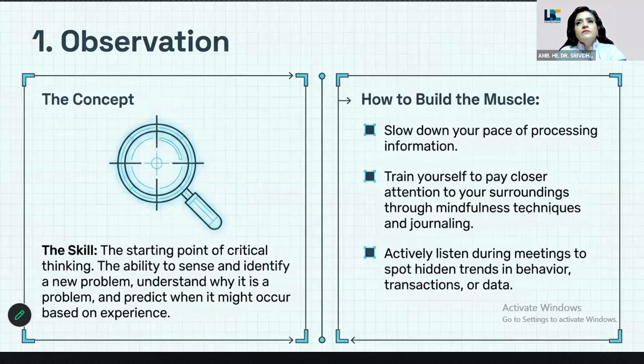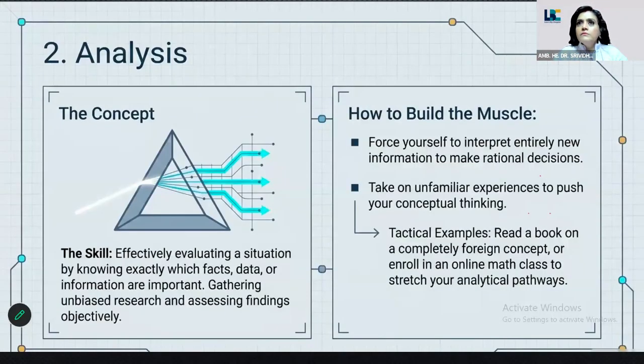This is only an example which I'm trying to give, and when we do a further session, we can know more. If the child has analysis as a problem, the concept is effectively evaluating the situation by knowing exactly which facts, data, and information are important, gathering unbiased research, and assessing findings objectively. If the child has that problem, force yourself to interpret entirely the new information to make rational decisions.